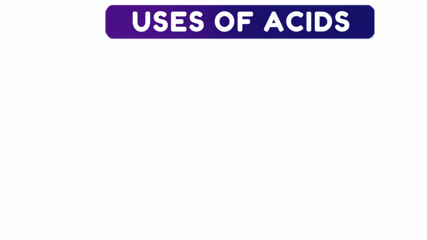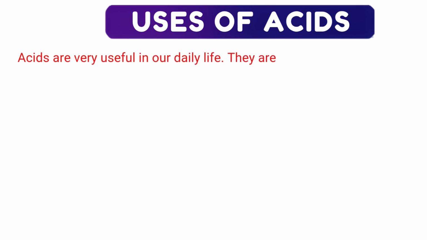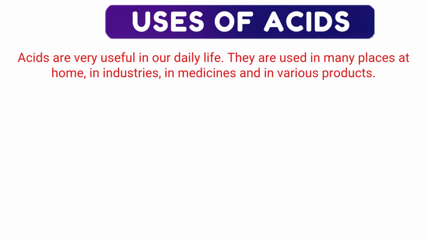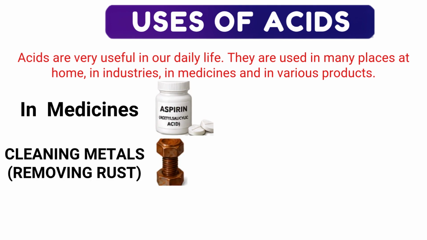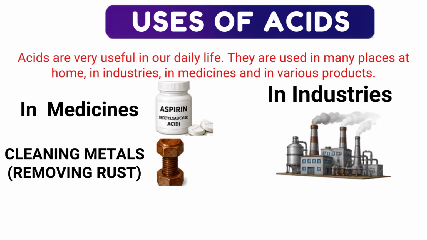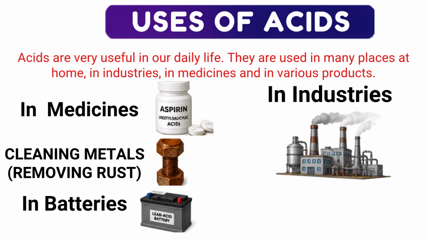Uses of acids. Acids are very useful in our daily life. They are used in many places at home, in industries, in medicines and in various products. Some common uses are in medicines for treating pain and fever, for cleaning metals and rust, in industries for making fertilizers, dyes and plastics. In batteries, sulfuric acid is used. In food for sour taste, etc.